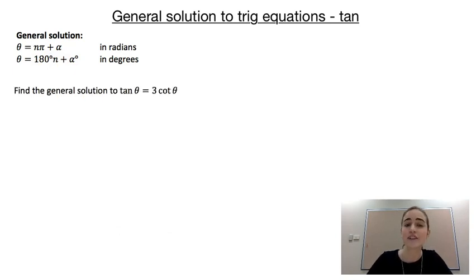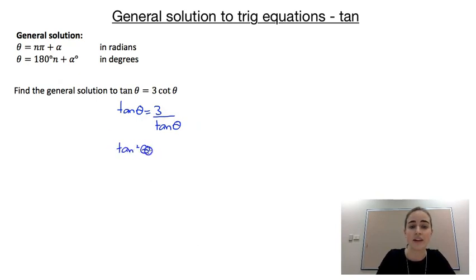So we're asked to find the general solution to tan theta equals 3 cot theta. The first thing I'm going to do is, I'm not really liking this cot here, so I'm going to manipulate that, and we know that cot is the same as 1 on tan. So we could write that as 3 over tan theta. Now if we rearrange that, we could multiply both sides of that equation by tan, and we'd end up with tan squared theta equals 3. Now to solve that, I could take the square root of both sides, and I'd end up with tan theta equals plus or minus the square root of 3.